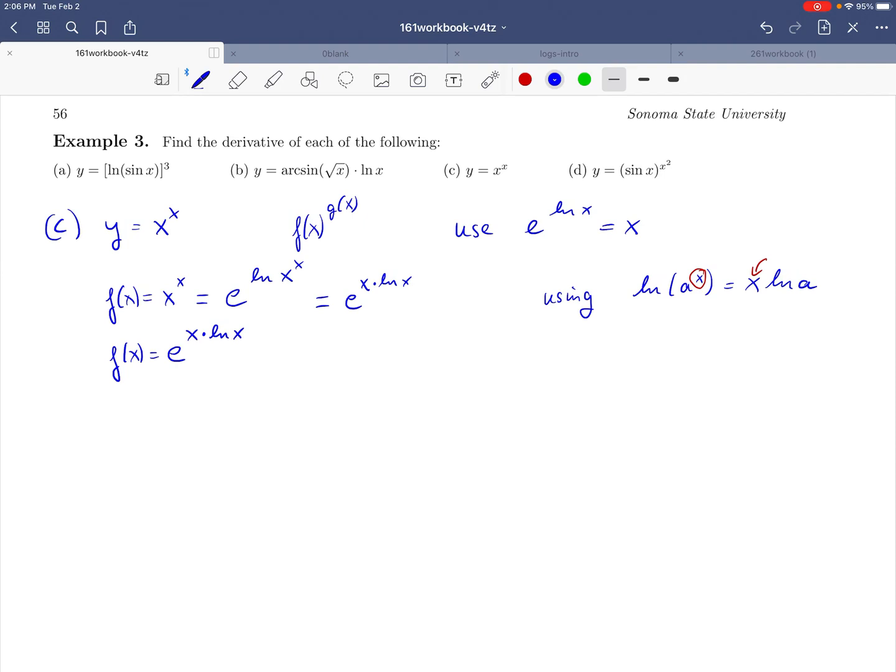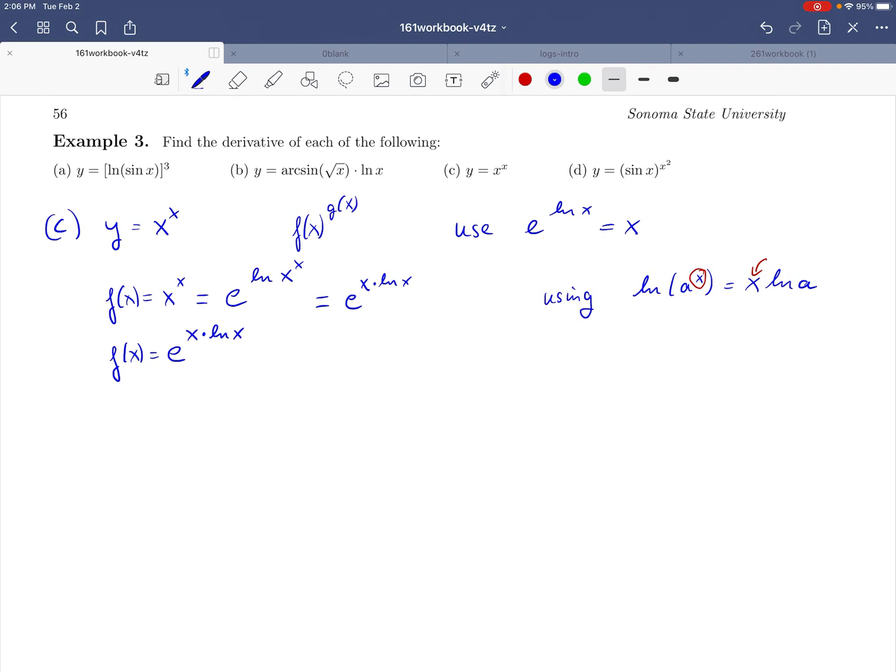But this is a function we now know how to take the derivative of, because we know how to take the derivative of the exponential function, and we know how to find the derivative of x, and we know how to find the derivative of ln x, and how to find the derivative of the product of those two things.